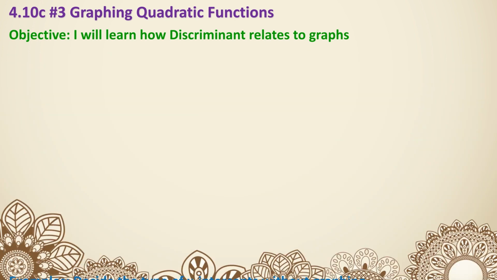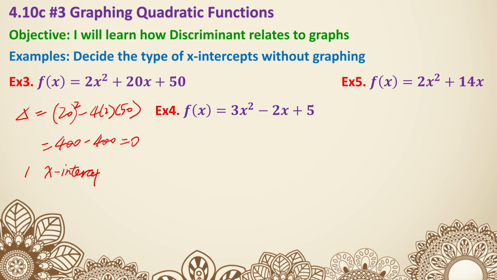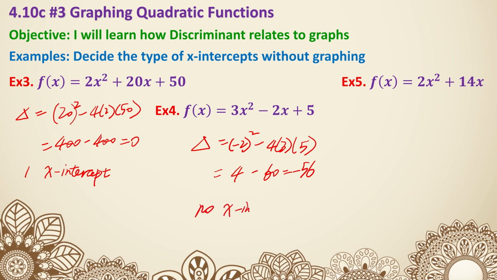So now it's time to practice. We are just going to use the discriminant to identify what kind of x-intercepts we may have without graphing them. First one, b squared minus 4ac is 20 squared minus 4 times 2 times 50. So it's going to be 400 minus 400, which is 0. So you're going to have one x-intercept. Next, negative 2 squared minus 4 times 3 times 5, which is 4 minus 12 times 5, which is 60. So it's negative 56, which is less than 0, so no x-intercept.